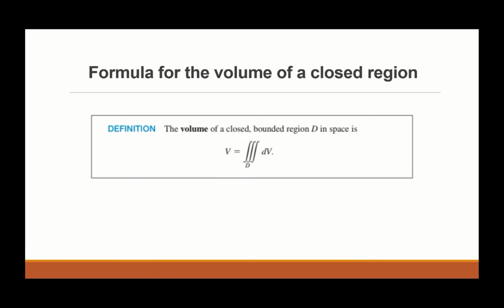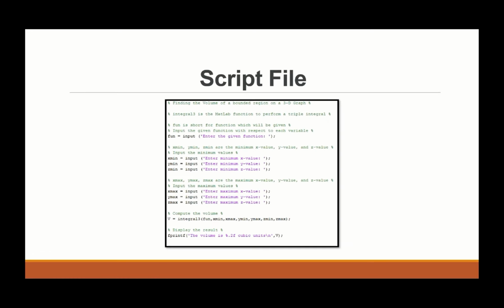So now the script file. My script file is going to be used to find the volume of a bounded region on a 3D graph. Integral3 is the MATLAB function to perform a triple integral. Fun is short for function, which will be a given in each of the example problems, and you're going to be told to input the given function with respect to each variable, which in this case is x, y, and z.